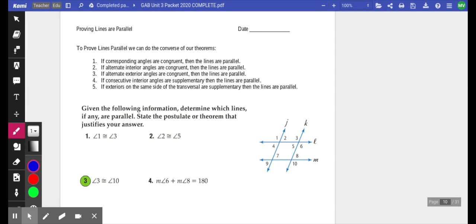Hello, everyone. So, yesterday we learned how to use the theorems in proofs to prove certain angles are congruent. And our theorems were: if lines are parallel, alternate interior angles are congruent. If lines are parallel, alternate exterior angles are congruent. If lines are parallel, corresponding angles are congruent. If lines are parallel, same side interior angles are supplementary, and if lines are parallel, same side exterior angles are supplementary.